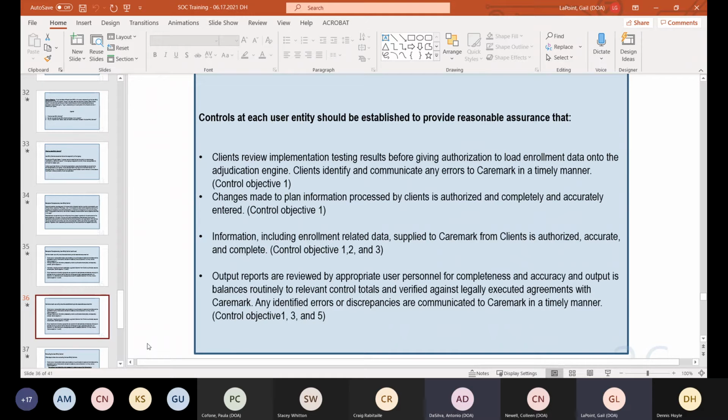And you'll see in a couple of slides where these are. Changes that are made to any plan information that is processed by clients are authorized and completely and accurately entered. Information including enrollment data that's supplied to Caremark from a client is authorized, accurate, and complete. And the output reports are reviewed by the appropriate user personnel for completeness and accuracy, and output is balanced. That's our control objective 1, 3, and 5.